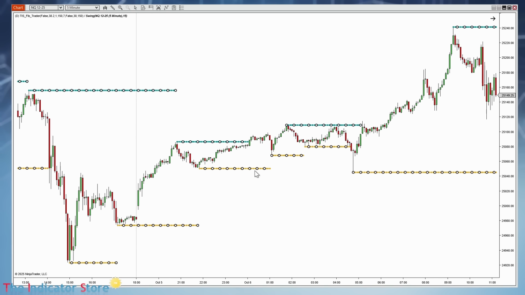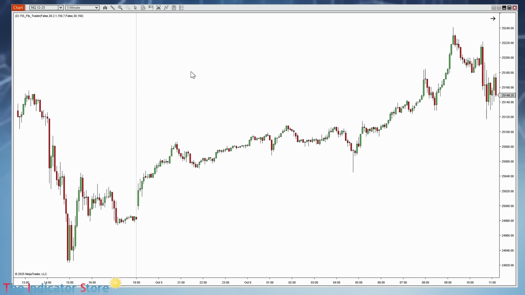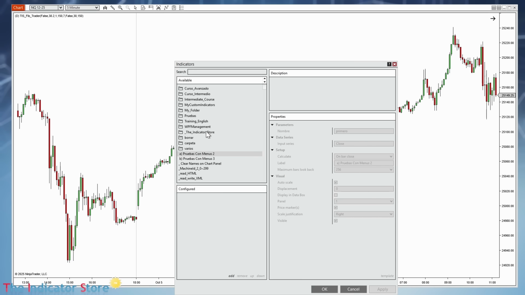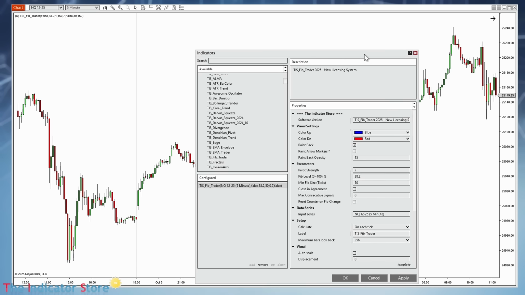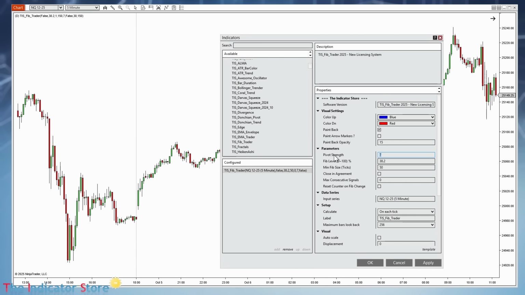Now, using the indicator, let's take a look at the default parameters. The indicator is FibTrader, the name of the indicator, this one. And we can see here we have the strength of the pivots. This is a parameter that we saw on the swing indicator. The fib level that we want to trade. And also this is an important filter, which is the minimum distance between the high pivot and the low pivot. Because when the market is sideways, we don't want to trade inside those levels. And then we can see the rest of the parameters.